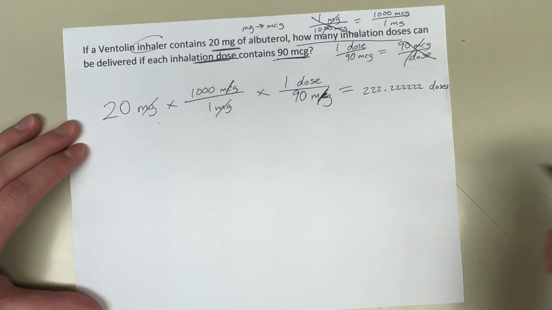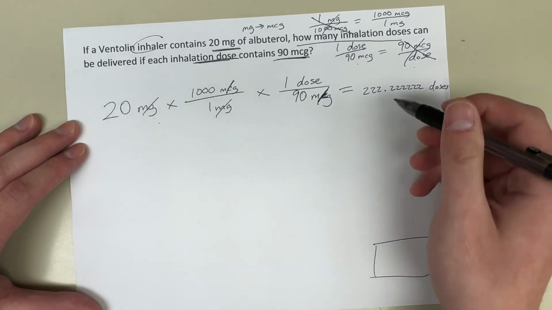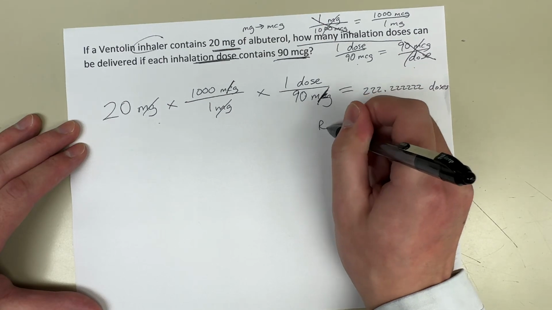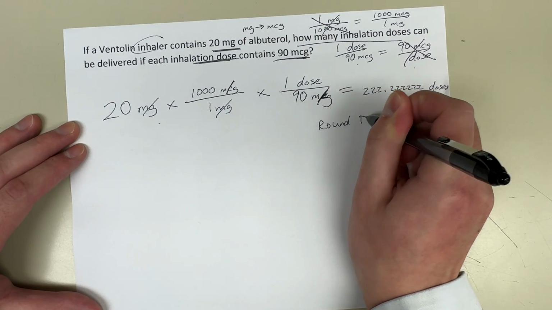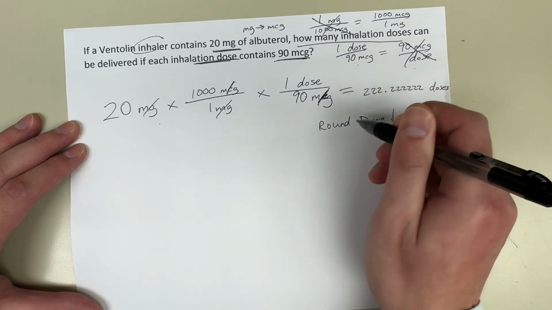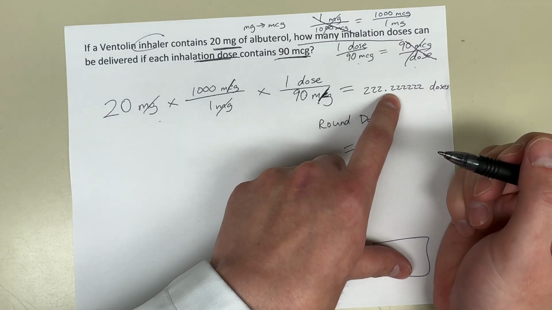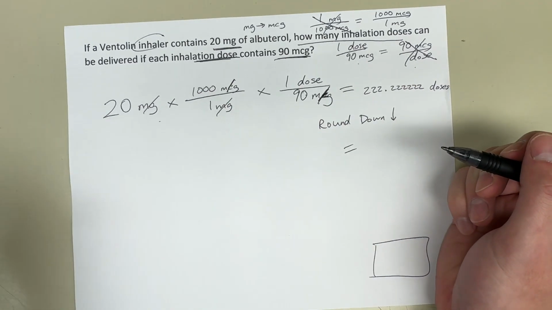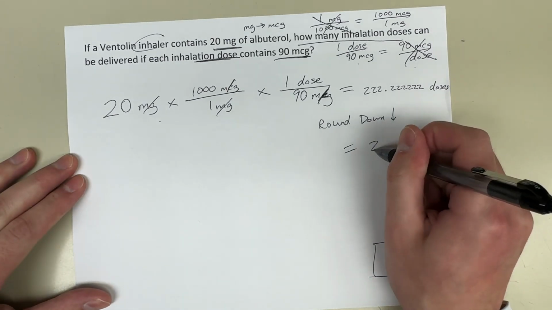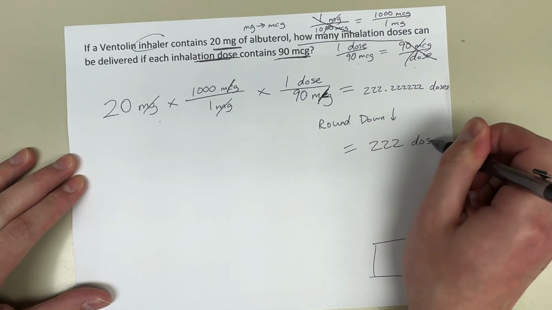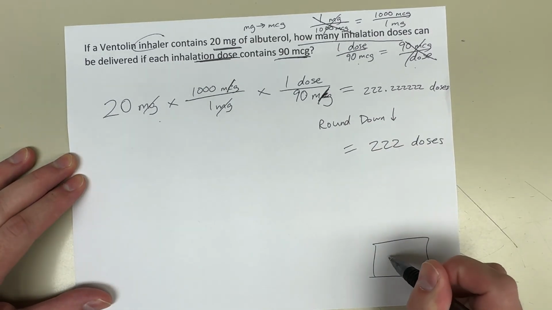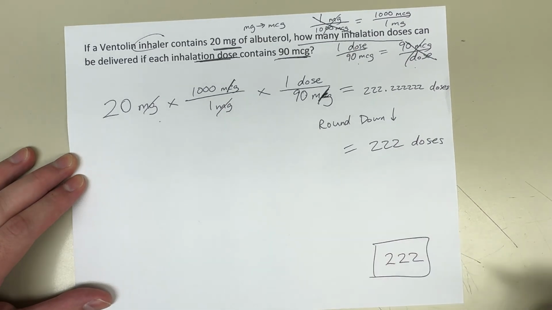And anytime you have a fraction, anytime we have a decimal, you always round down the number of doses. That's because you obviously can't give a patient 0.222 of a dose, right? It has to be full doses. So that's why your final answer is 222 doses. So in the answer box, you just type in 222.